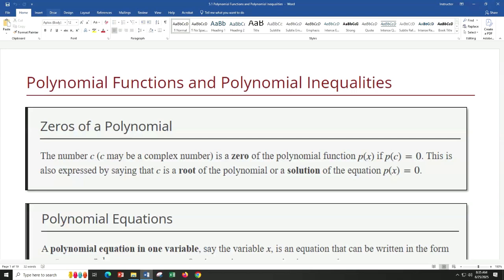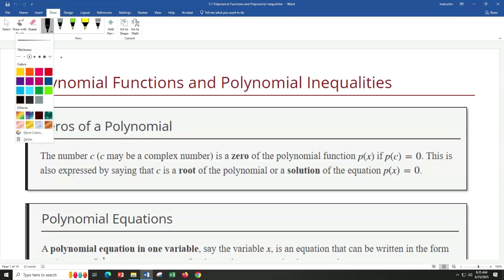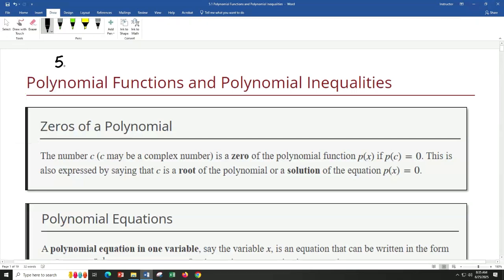Here we are at 5.1. Let me write that down here so I don't forget. 5.1. Polynomial functions and polynomial inequalities. Okay, I got a couple of little definitions here for you. Don't freak out by them too much. When you see examples, they kind of will bring the definitions to life.